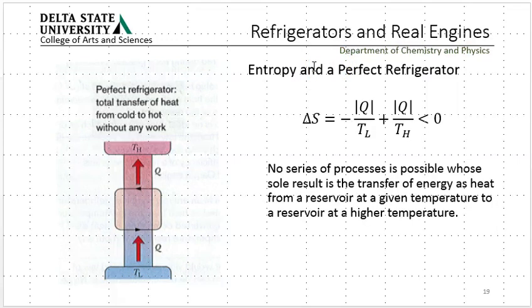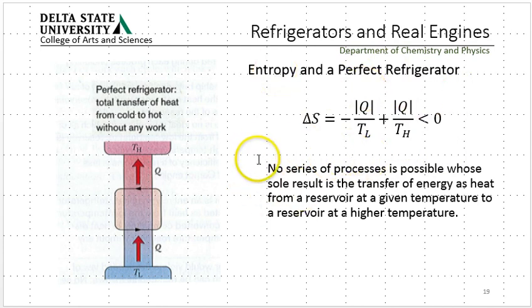If we had a perfect refrigerator, it is one where we would not have to do any work, right? We have heat that comes out here and heat then goes into the high temperature. That would give us a delta S, which is minus Q over TL plus Q over TH. And since TH is larger, the positive term is smaller, and so delta S would be less than zero. Delta S would be less than zero.